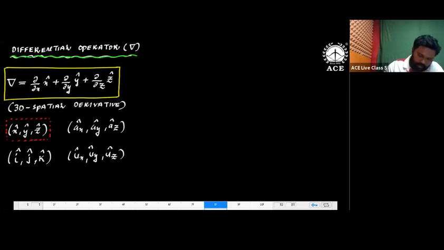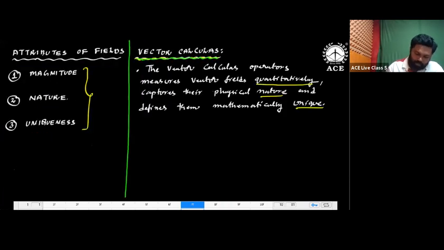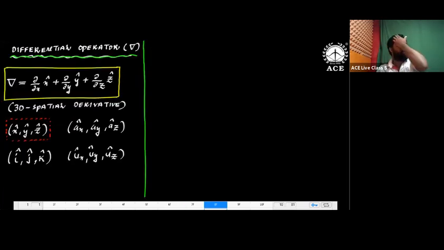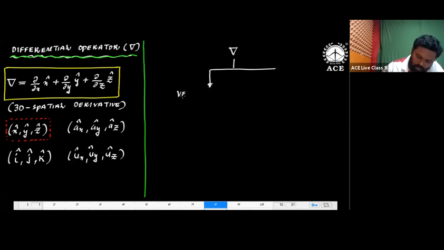Clear? Observe here. Let us try to operate this differential operator. Always remember, let me go back: three things we need to investigate: magnitude, nature, and then uniqueness. Keep these points in your mind. I need to justify them. So I have a very powerful operator called the differential operator del. Now I'll operate this del on the vector field as well as on the scalar field. The other one is a scalar field.